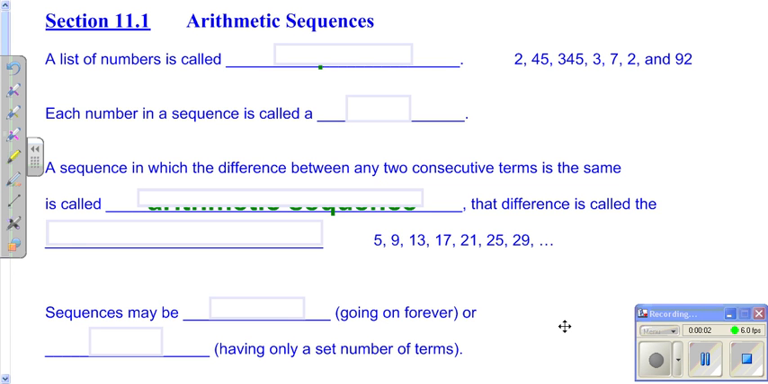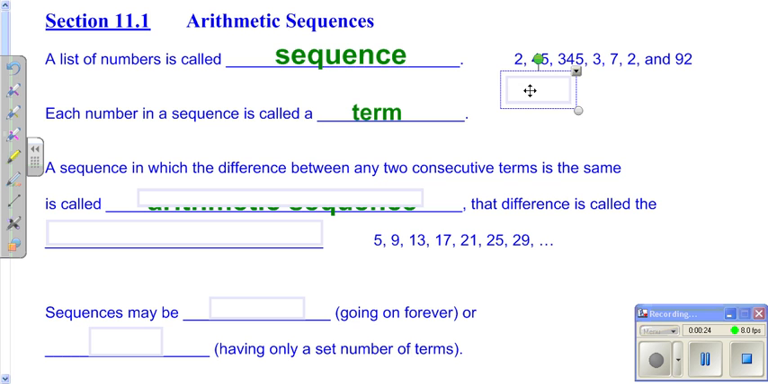In this chapter, we're going to talk about sequences and series. A sequence is just a list of numbers. So what you see at the right is just a list of numbers separated by commas. That's referred to as a sequence. Each number in the sequence, the 2, the 3, the 4, the 5, the 7, or the 45, are referred to as terms.